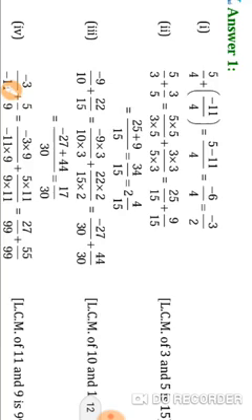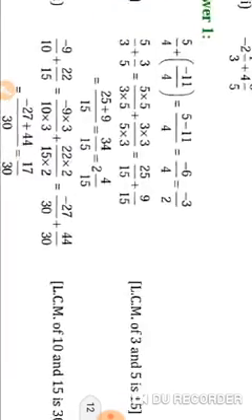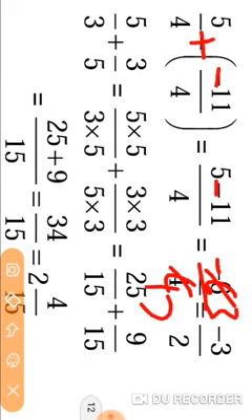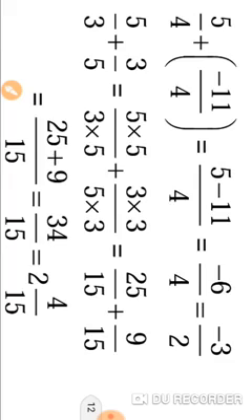So here plus into minus, minus. So 5 minus 11 is minus 6. The denominator stays as it is. So simplification, 2 3s are 6, 2 2s are 4. So minus 3 by 2 here.